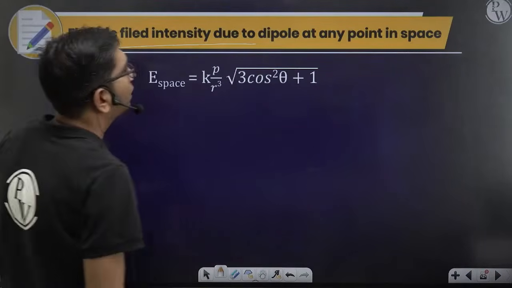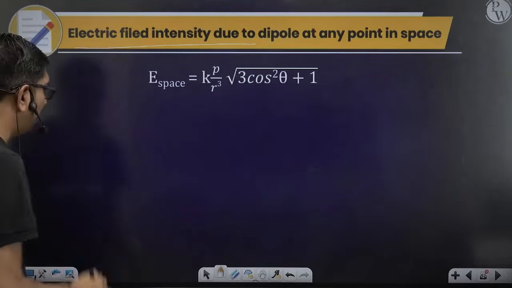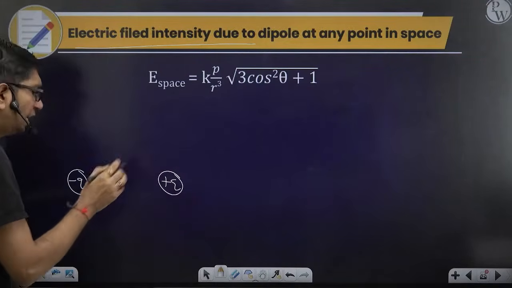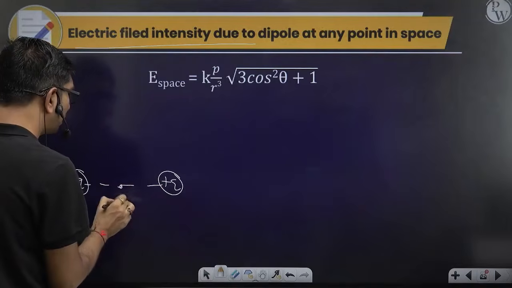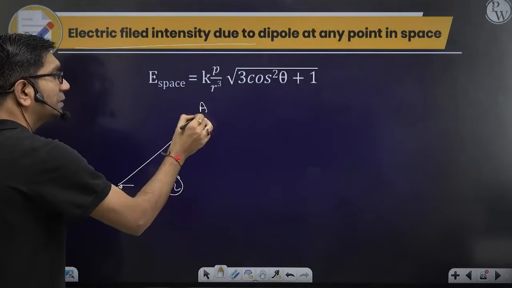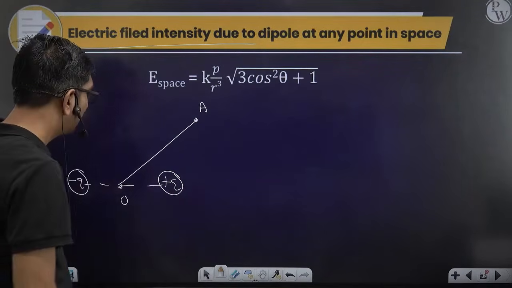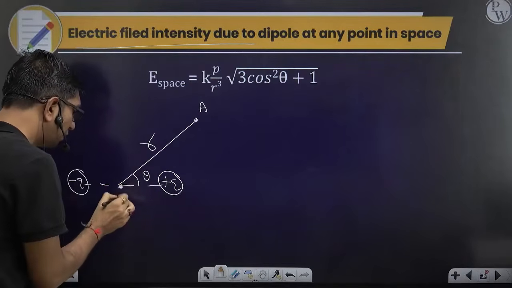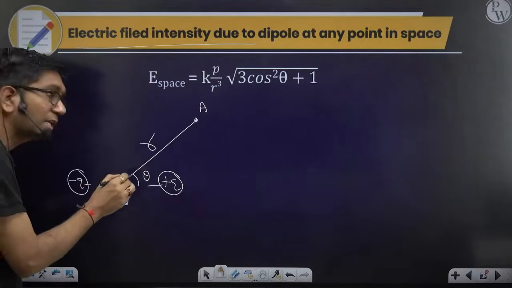Electric field intensity due to dipole at any point in space. Now, whatever the angle he may give, easily you can calculate. Easily you can calculate. Okay, at this point you have to calculate. Okay, electric field intensity. Let this be the angle theta and this distance is R. I said to you now. Okay, the R is always taken from.